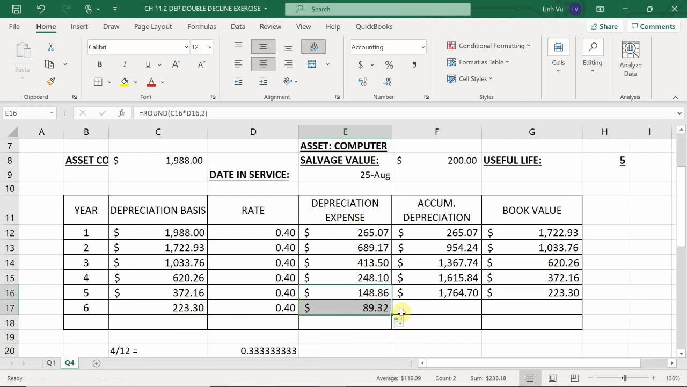89.32, which gives you an accumulated depreciation of 1854.02, which brings your book value to 133.98. In this case, my book value fell below salvage value. So in this case, what I have to do is scrap this and work backwards.